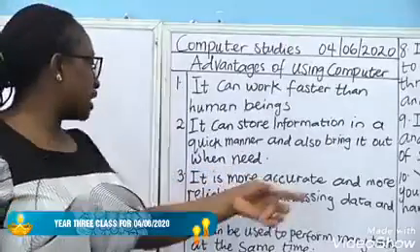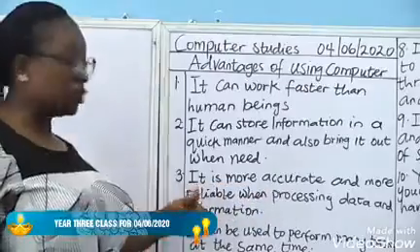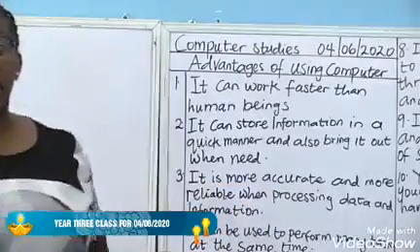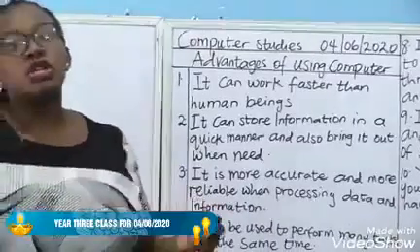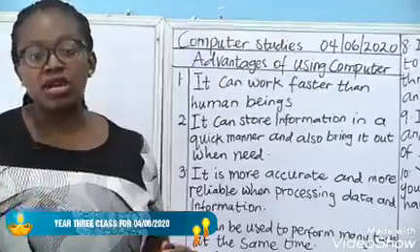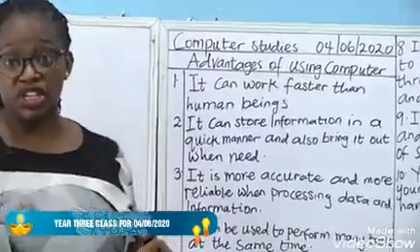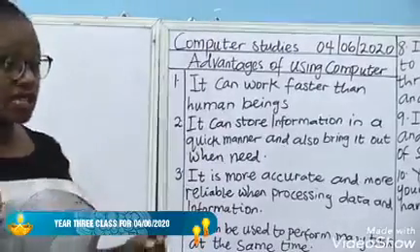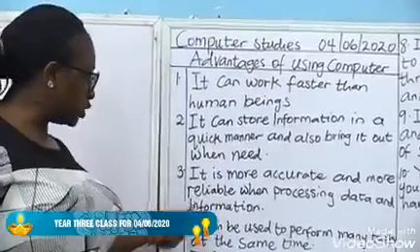It is more accurate and more reliable when processing data and information. You agree with me that since a computer is a machine, it will be more accurate than if you use your hand and write on a paper to calculate something. Computers are more accurate because they are machines. So whenever we are processing data, it's very important that you use a computer.